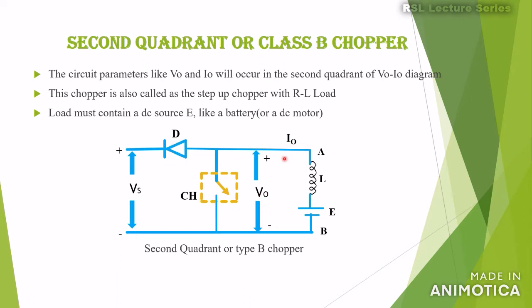V0 and I0 are the output voltage and load current respectively, taken as the average values of the load voltage and load current. So in this case V0 remains positive, whereas I0 is negative. When the current flows from terminal B to A, it is considered as a negative direction for the current.